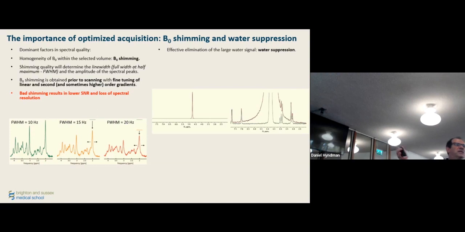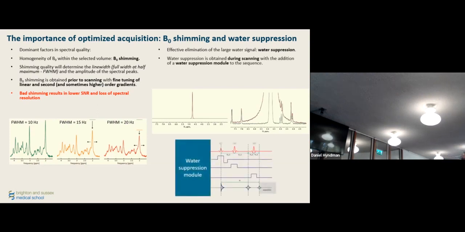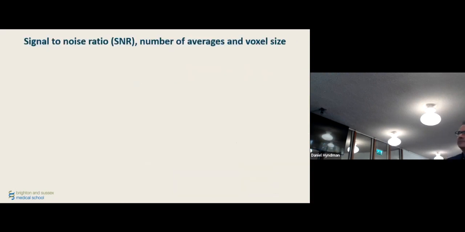Also, if we have two signals that are very, very different in intensities, our receiver gain should be accommodated to have all of this signal, but then we end up undersampling the signal coming from the small metabolite. So that's also important. Water suppression is an actual part of the pulse sequence, regarding shimming, not something we do besides the pulse sequence. The water suppression is a module that we attach to the pulse sequence. And bad water suppression results in distorted baseline, improper sampling of the weak metabolite signal.